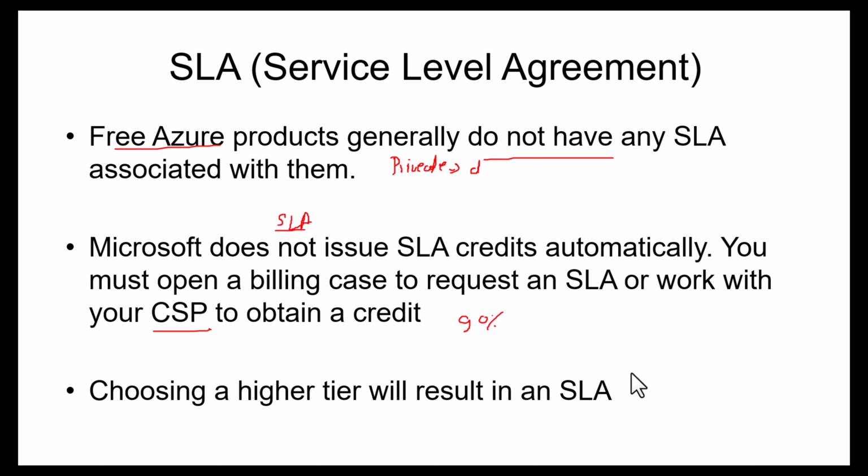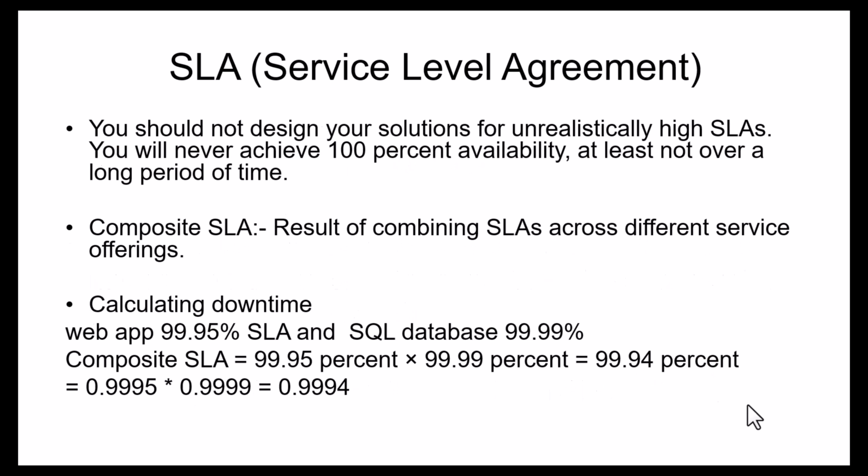Now, to improve your SLA, you should always go with the higher tier of the application. Let's say you have a SQL database: instead of using that SQL database for testing and development purposes, you can go with the business critical SQL database. They will have a higher number of SLAs. It's a simple thing: if you want to increase your SLA, you should go with the higher tier of the applications.